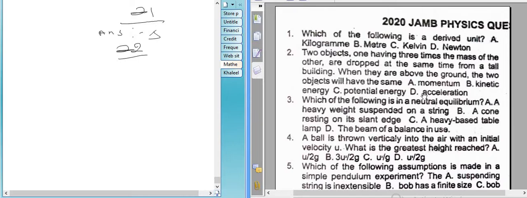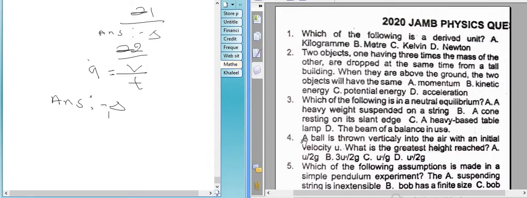The last option is acceleration, which is defined as change in velocity over time. In the expression of acceleration, as we can see, there is no mass, which means that acceleration does not depend on mass. Therefore, the object with high mass will have the same acceleration as the object with small mass. Hence, D is the answer. Acceleration is independent of mass, so D would be the answer.